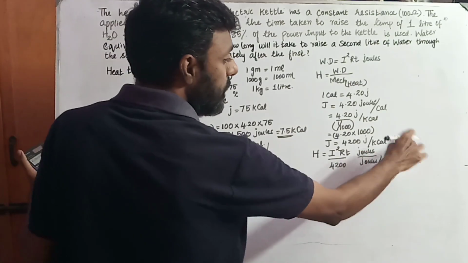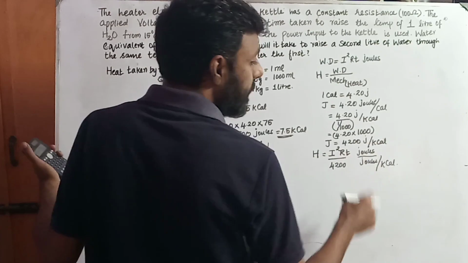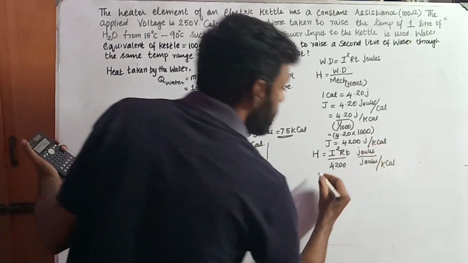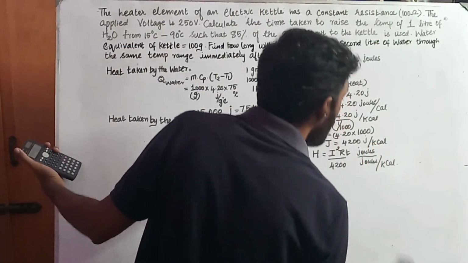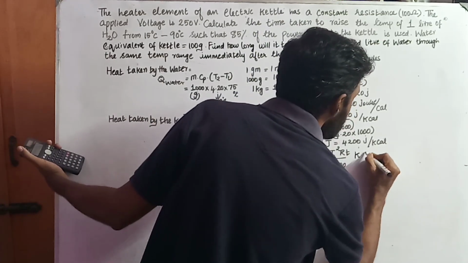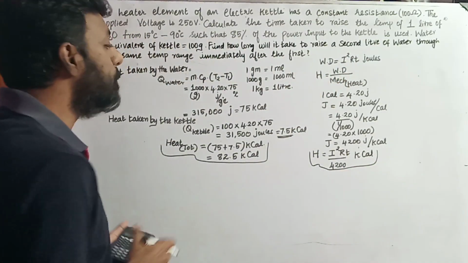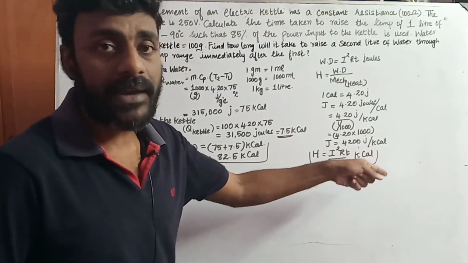Joules by 1, if it goes to the numerator, it will be kilocalories divided by joules. So joules and joules will get cancelled, and you'll be left with kilocalories. So the unit will be kilocalories. This is the value of H, that is the heat produced by electrical means.